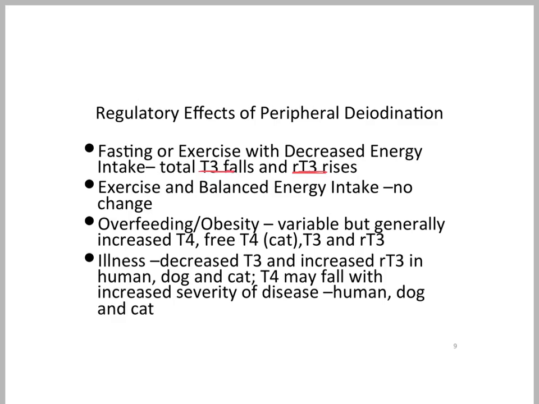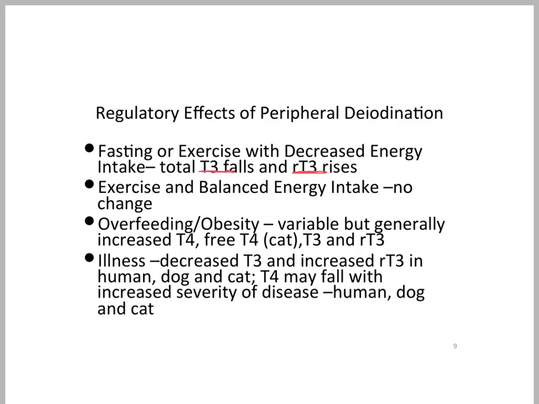Exercise in an individual or an animal or person that has balanced energy intake will have no change in the system. That's sort of supportive of the idea that if the caloric intake and the energy use is equal to each other, you're okay. But if you don't have an adequate amount of intake, like a marathoner not loading with carbohydrates ahead of time, then during that race, their T3 may fall. Similar changes have been seen in dogs that do the Iditarod, for example.